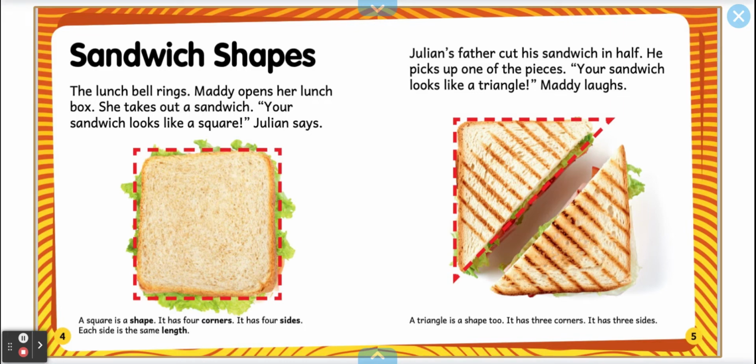Julian's father cut his sandwich in half. He picks up one of the pieces. "Your sandwich looks like a triangle," Maddie laughs. A triangle is a shape too. It has three corners. It has three sides.